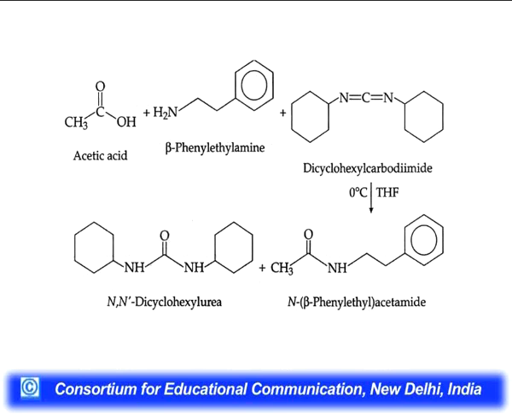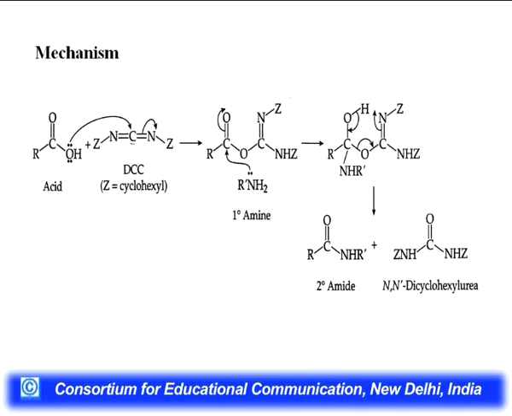So, this is the example. First of all, acetic acid reacts with beta-phenyl ethylamine and DCC at 0 degrees Celsius along with THF, and will give you N-beta-phenyl ethyl acetamide and DCC itself is converted to N,N'-dicyclohexyl urea. This is the mechanism, how the mechanism proceeds.